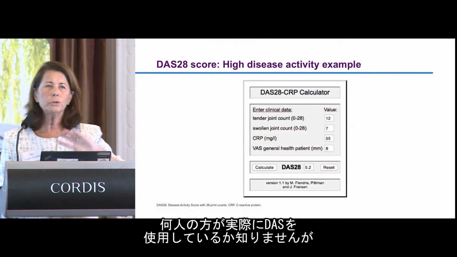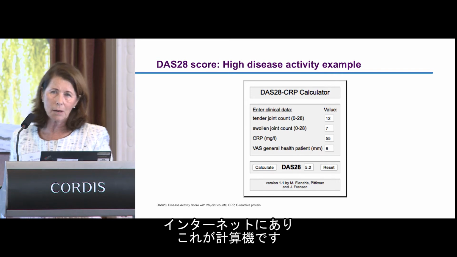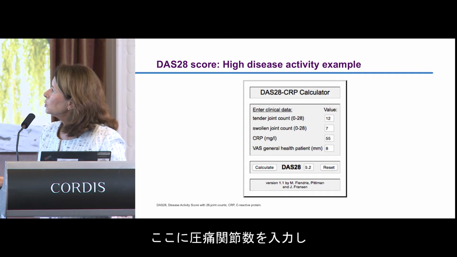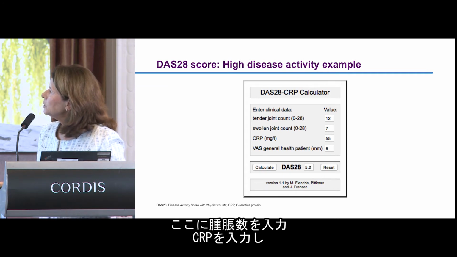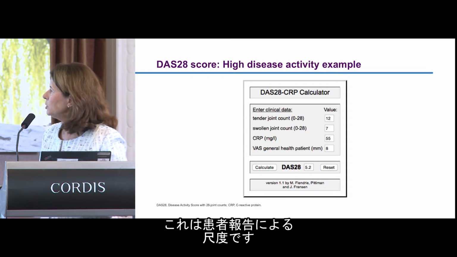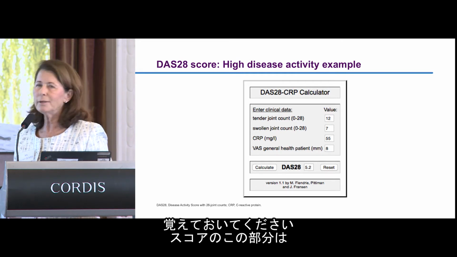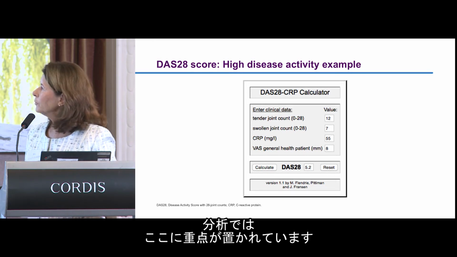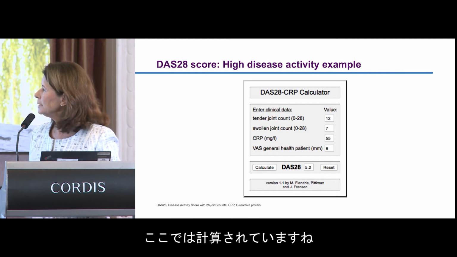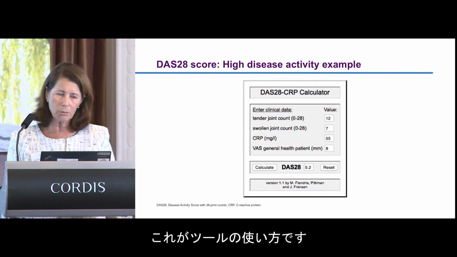And I don't know how many of you are regularly doing DAS at the moment, but here is an example of the DAS28. These calculators are on the internet, you can get one easily. So you would assess the patient, and put in how many tender and swollen joints, then their CRP, and then the visual analog scale for general health. This is the patient-reported aspect of the scale, and remember it is heavily weighted in this part of the score, so that makes a big difference to the overall score. And you'll see here that it's calculated, and there is the DAS score of 5.2. So we need to do more work for that patient. But that's how we use these tools.